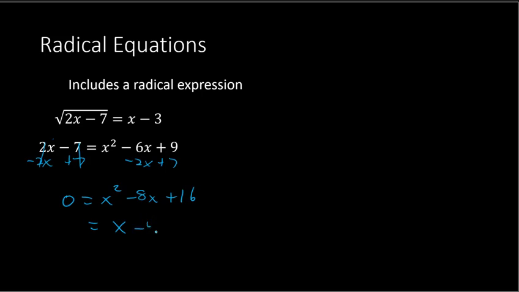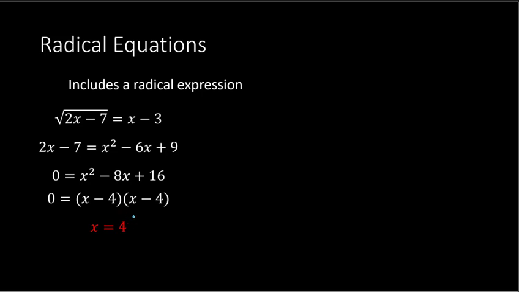From here, this right side will factor out. We have x minus 4 times x minus 4 equals 0. So set each part equal to 0. So x minus 4 equals 0, or x minus 4 equals 0, which would be the same thing. So we only have one answer, really, and that's going to be x equals 4.